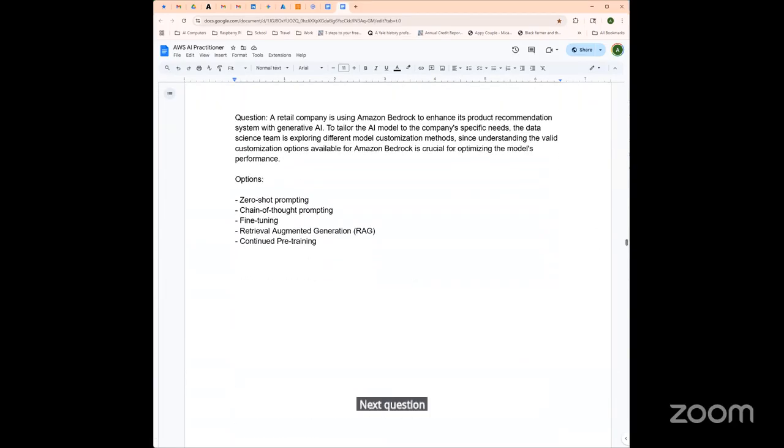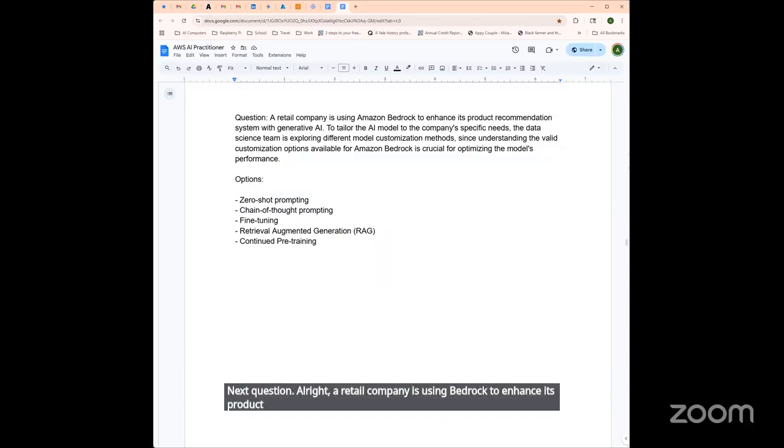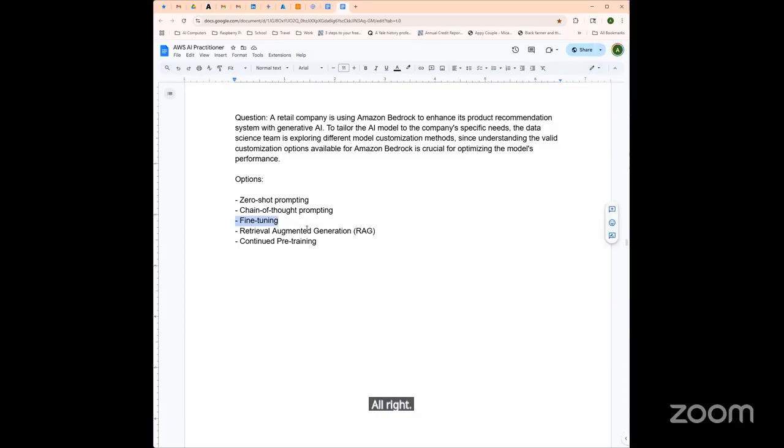Next question. A retail company is using Bedrock to enhance its product recommendation system with Gen AI. To tailor the AI model to the company's specific needs, the data science team is exploring different model customization methods, since understanding the valid customization options available for Bedrock is crucial for optimizing the model's performance. The answers are fine tuning and continued pre-training. Why are these correct?